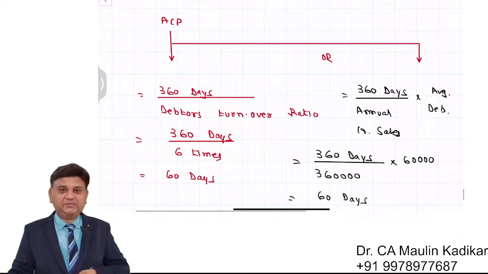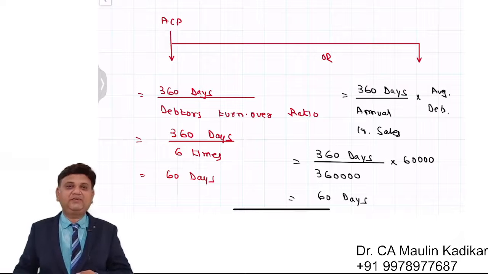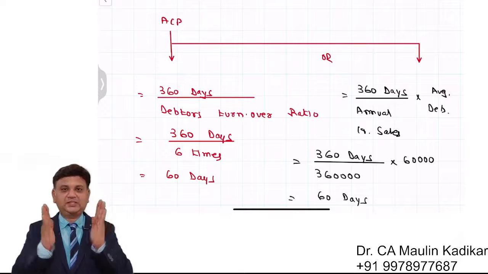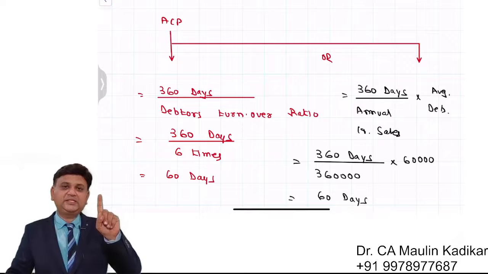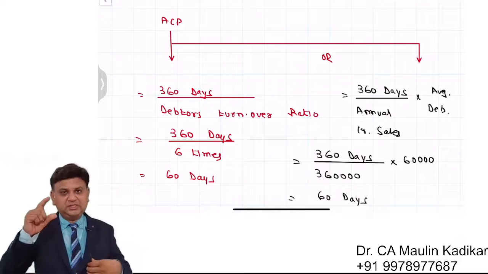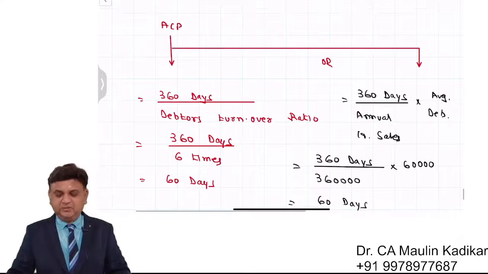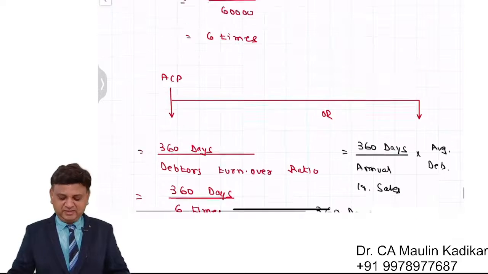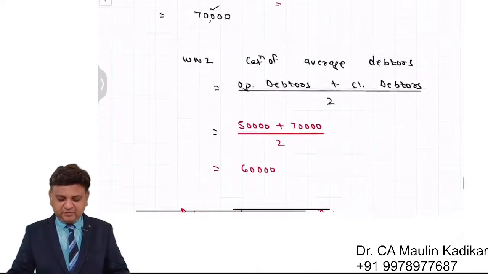Again, we make an assumption that the sales of the company is evenly spread. So 3,60,000 divided by 360, daily sales is 1,000. 60,000 divided by 1,000, collection period would be 60 days. That is the way we are required to make the calculation of the answer.